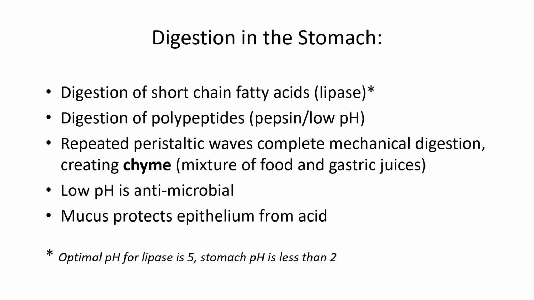The mucus that's produced by the mucus glands and mucus cells within the stomach will help protect the epithelium from the really strong acid and from the effects of pepsin.